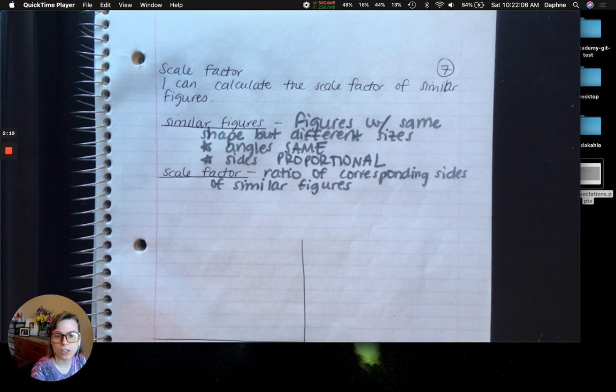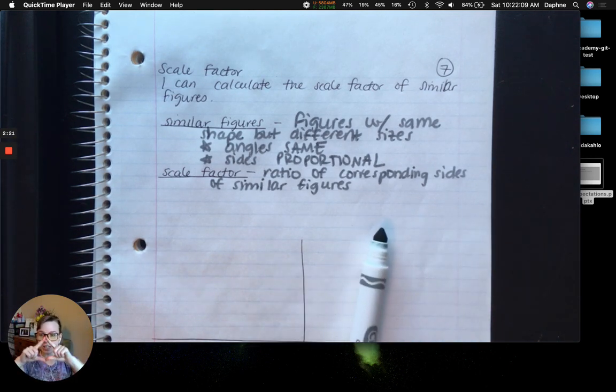And then similar figures, so if I had a triangle, if I scale it up using a scale factor, then it's a similar triangle. Everything, the angles all stay the same. The sides grew by that scale factor. Or I could shrink it. All the angles stay the same, but the sides are proportional because you're using a scale factor.